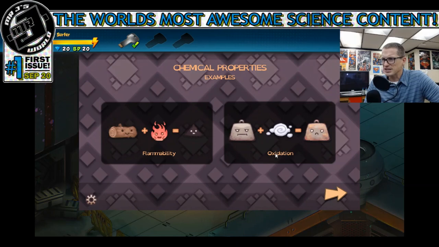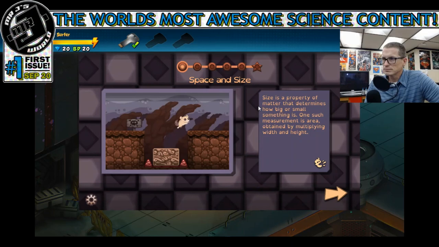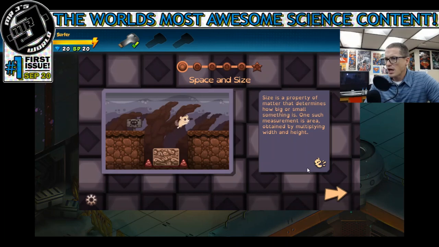All right, game time. Space. Size is a property of matter that determines how big or small something is. One such measurement is area, obtained by multiplying width and height. Alright, so we're going to have to pay attention to the size of these objects to help Chin Chin get to the exit, and pay attention to the area, which is length times height.